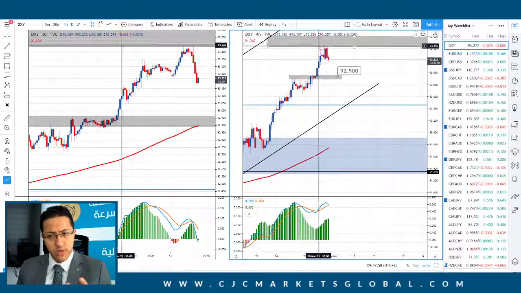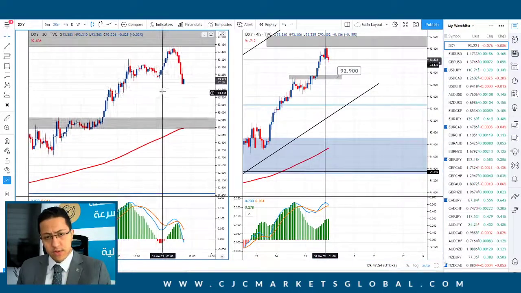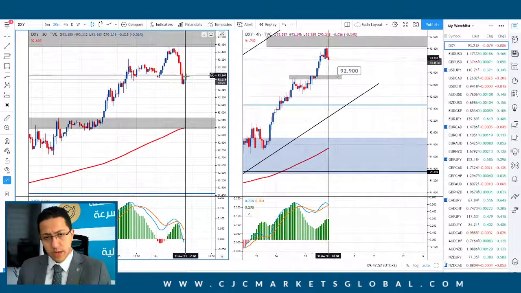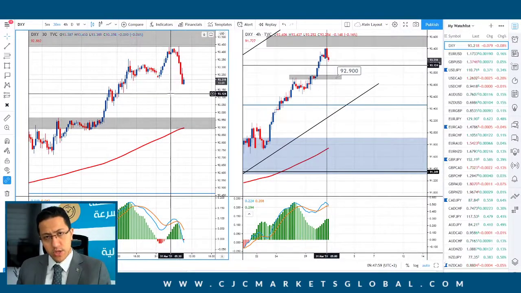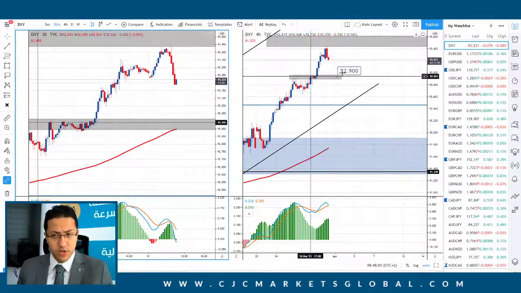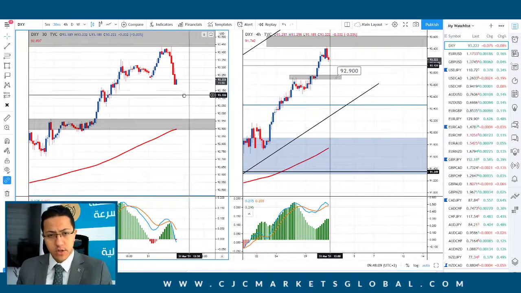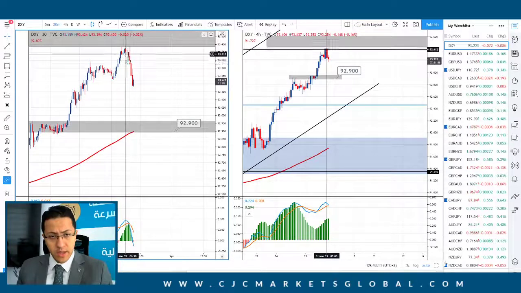On the 4-hour time frame, it is just a correction. However, on the 30 minutes time frame, it seems that we are able to create new lower lows, which should start a new bearish movement on the 30 minutes time frame, which on the bigger picture, the 4-hour time frame, is just a correction. So we are bearish on the US dollar index during the day. This is a new low.